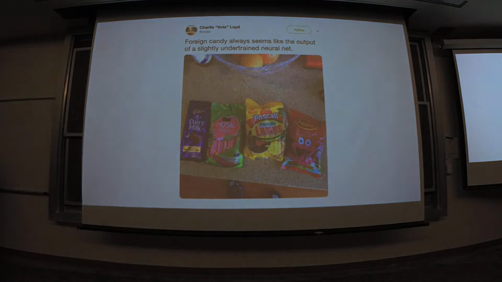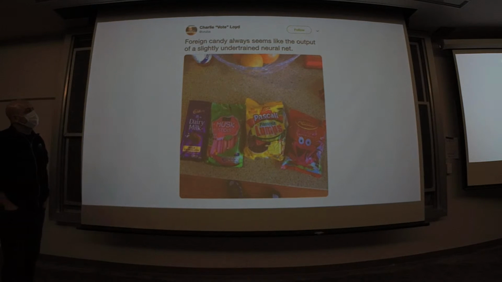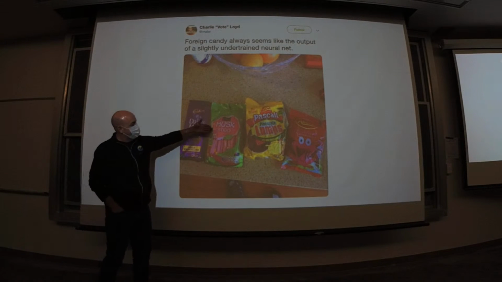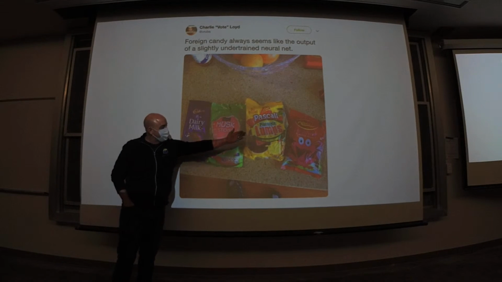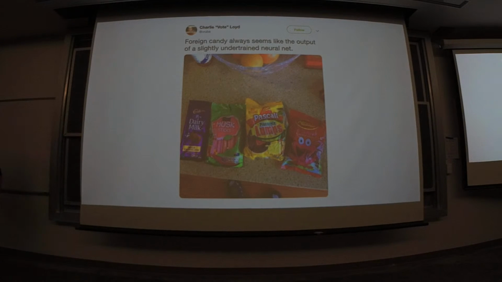I saw this once on Twitter and thought it was funny. Foreign candy always seems like the output of a slightly undertrained neural network. Dairy milk, musk sticks, pineapple lumps, frogs alive. It's actually not a translation problem here. It's just the comment that poorly trained neural networks, or not state-of-the-art neural networks, might produce translations that oftentimes leave you wondering, does a pineapple lump sound appetizing? I don't know.